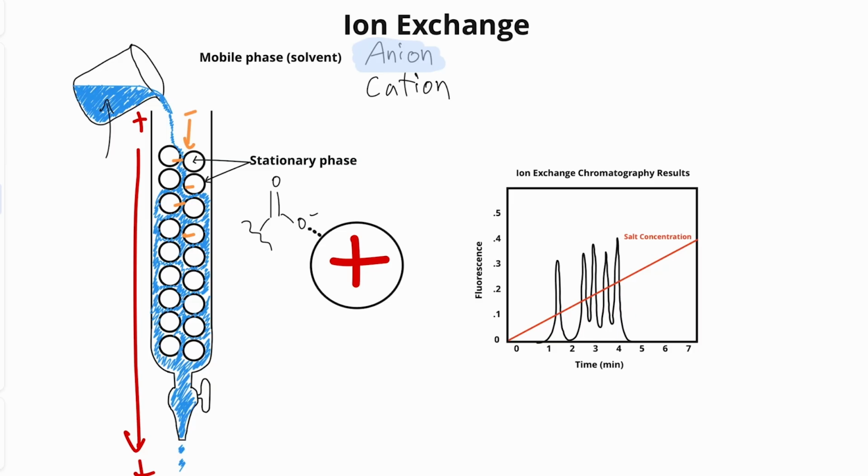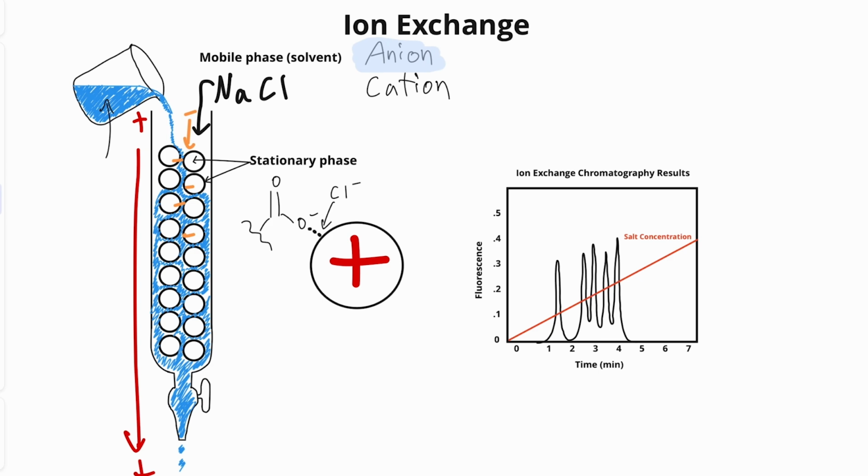The way that we get them unstuck is to pour a new solution through the column, and this solution has some salt in it, like sodium chloride. Those chloride ions, or whichever anion is a part of the particular salt used, will compete with whatever anions are already stuck to the beads, and they're going to try to kick them off of the beads.